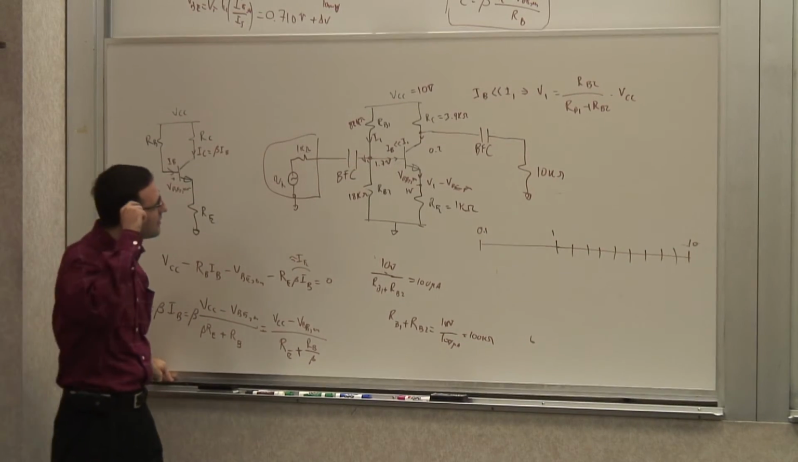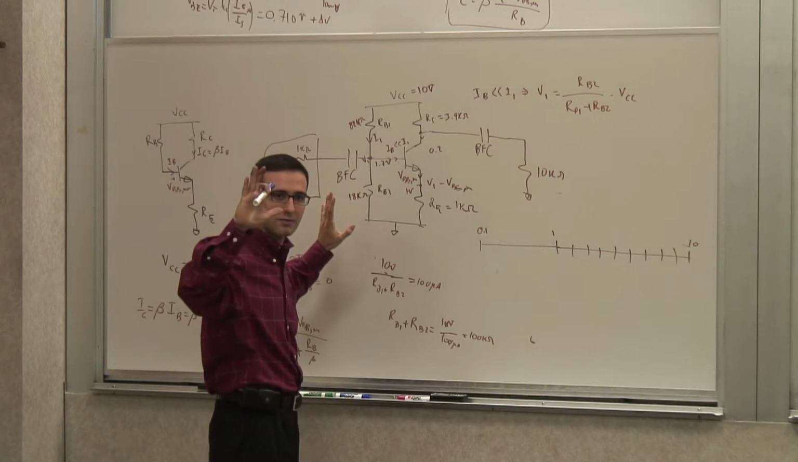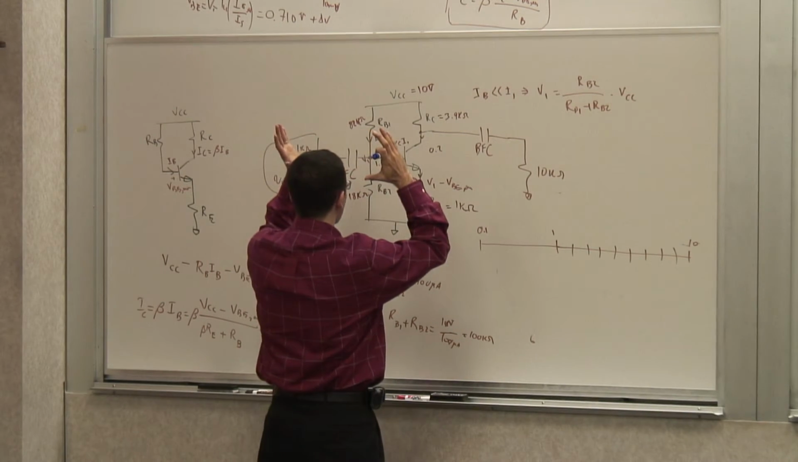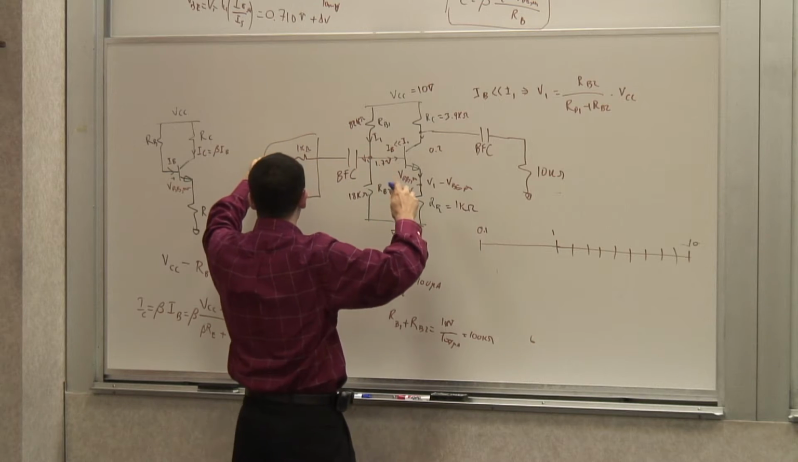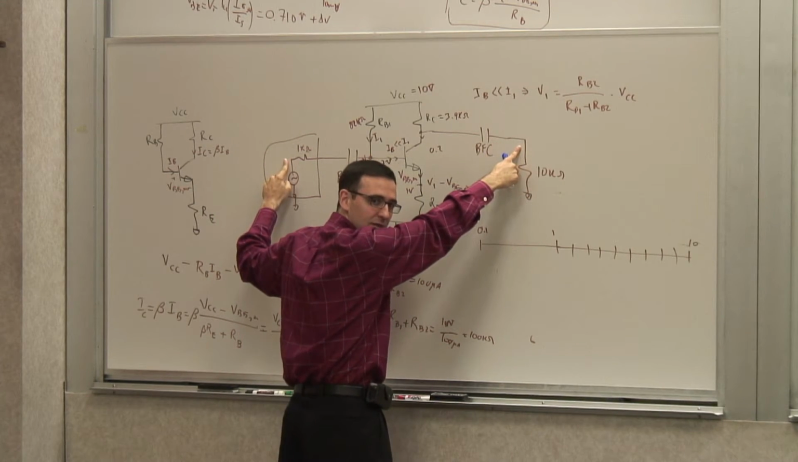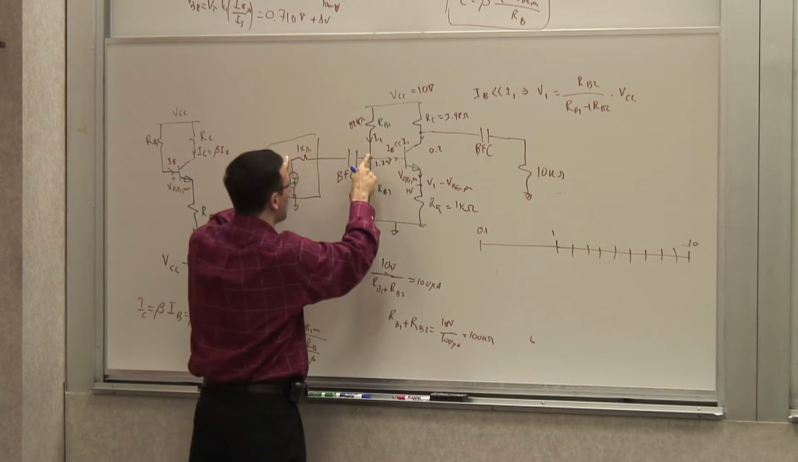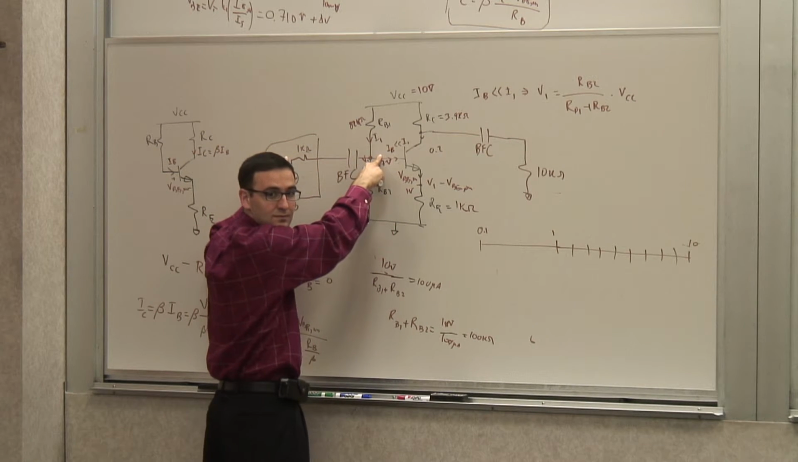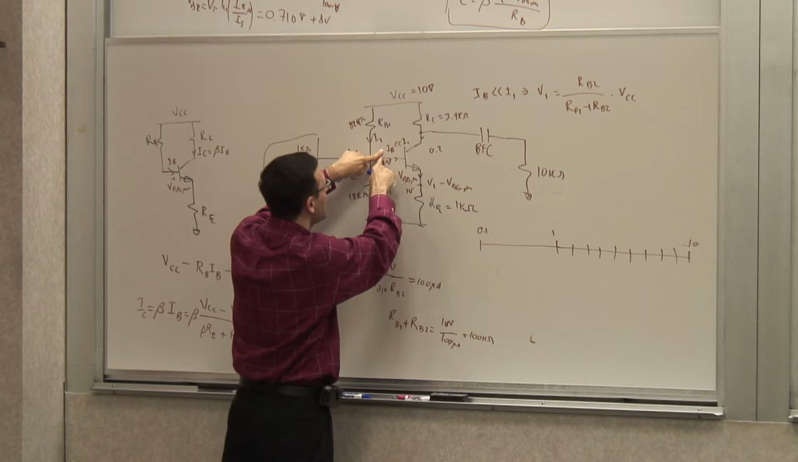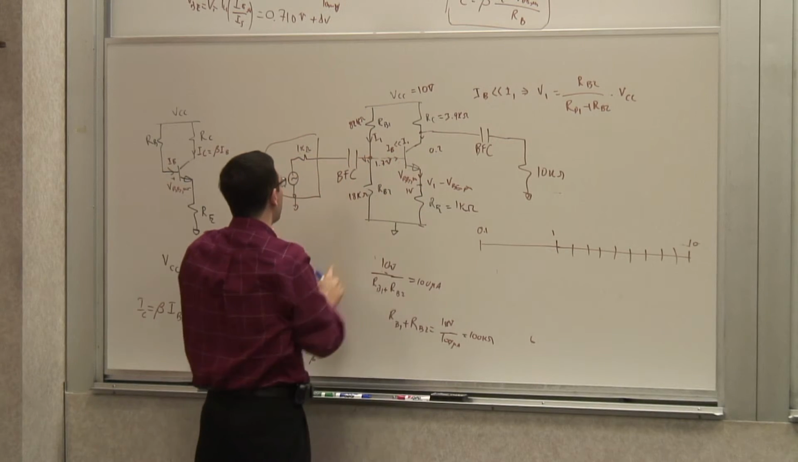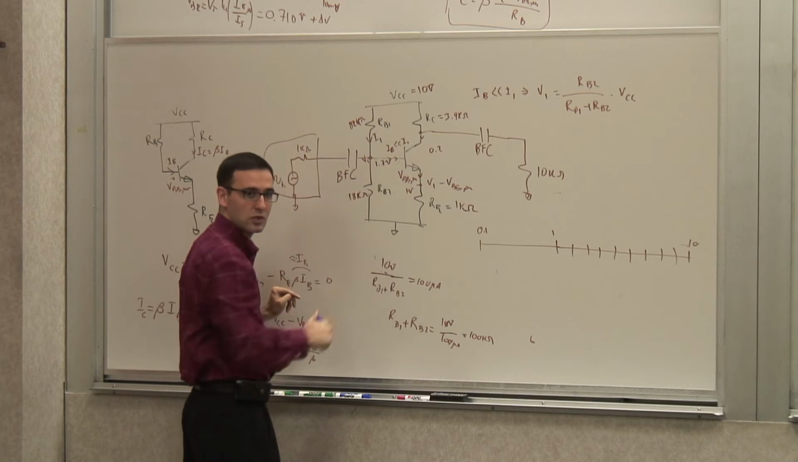So, I want to calculate the gain from a small signal perspective. I say, okay, I need to know what's the gain from here to there. So, the gain from here to there consists of 2 parts. The gain from here to here, and from here to there. It's a product of these 2 gains, right?